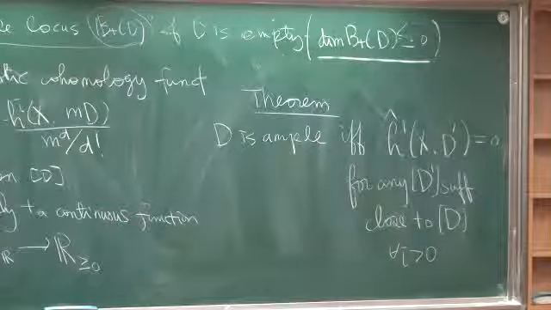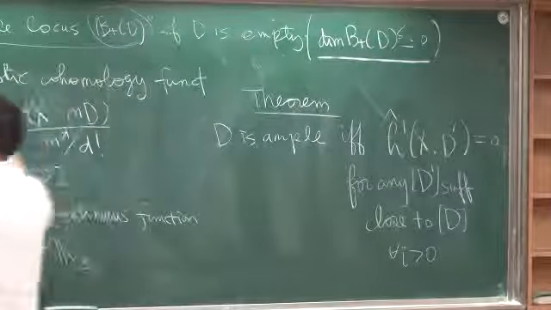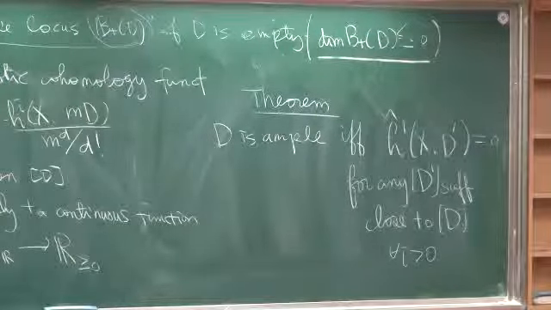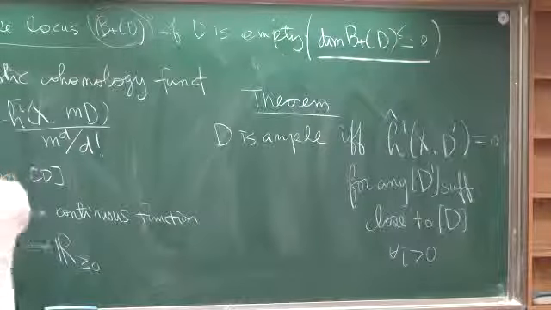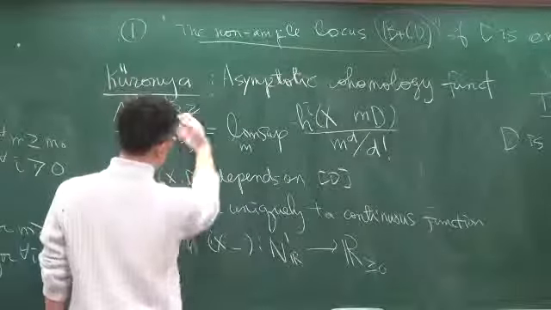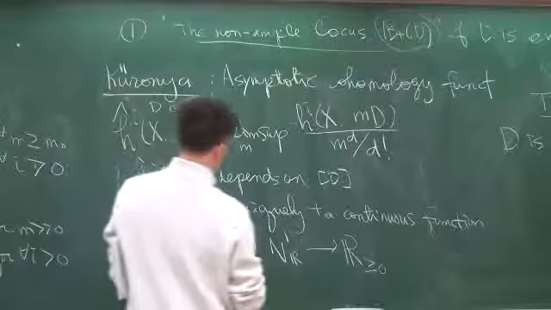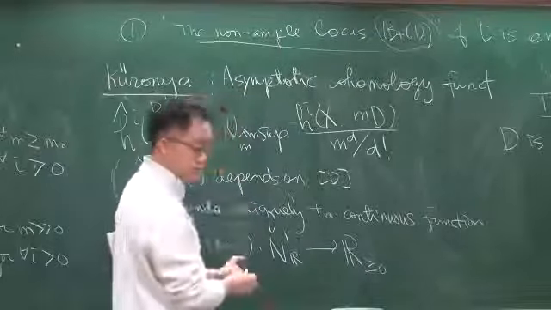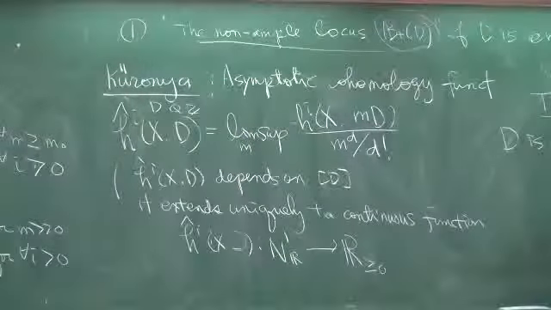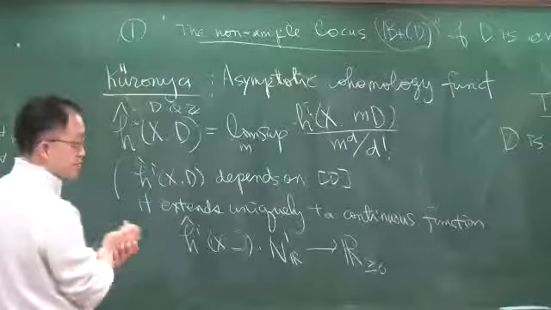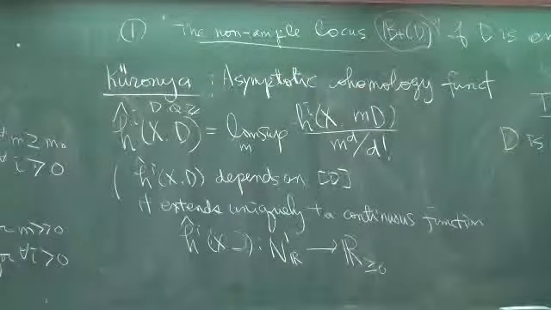So here we have three conditions that characterize the ampleness of divisors. When you plug in D for h hat, you allow a Q or Z divisor. But Küronya proved that this actually extends to R divisors. So here D' can be any R divisor, because it is an extended function. Yes, it's an extended function.